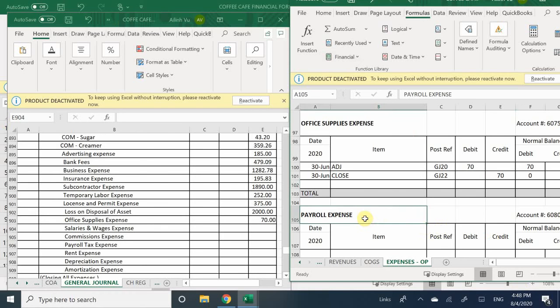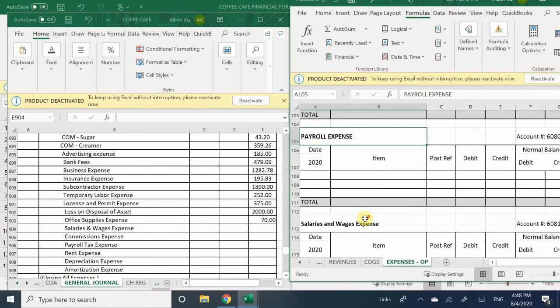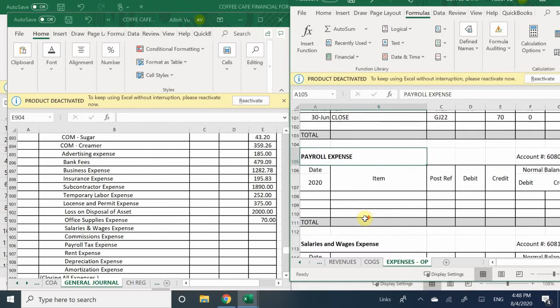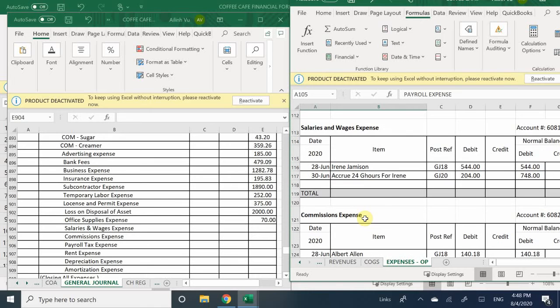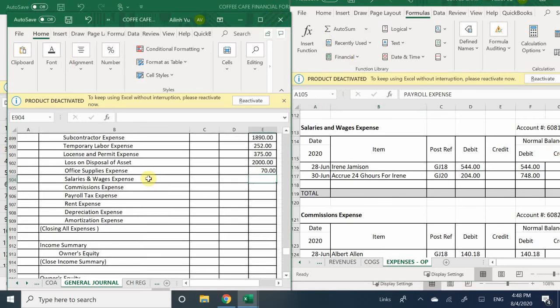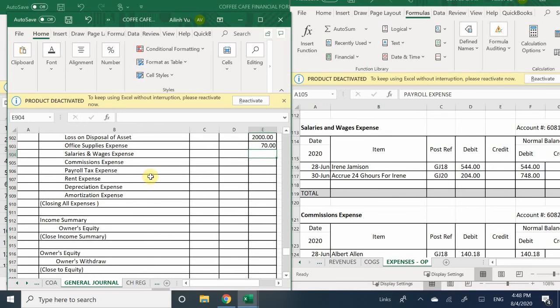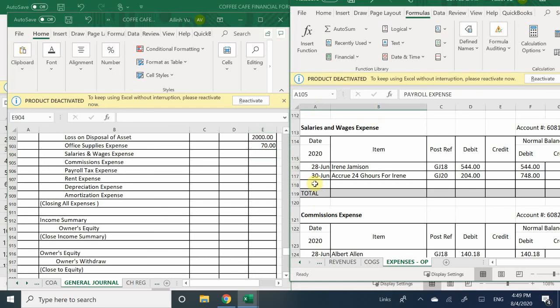Okay, so we're almost done right here. Payroll expense is actually broken down into smaller individual ones, which we've already listed here. So we're going to ensure that we continue the way it is. The last thing we do is enter 70. The first thing we're going to see is salaries and wages expense.